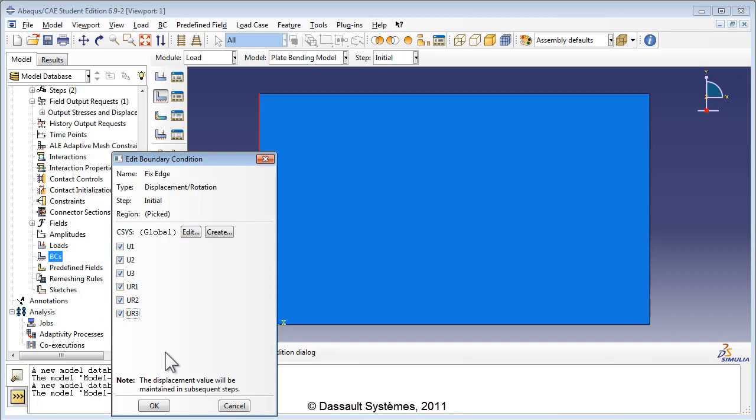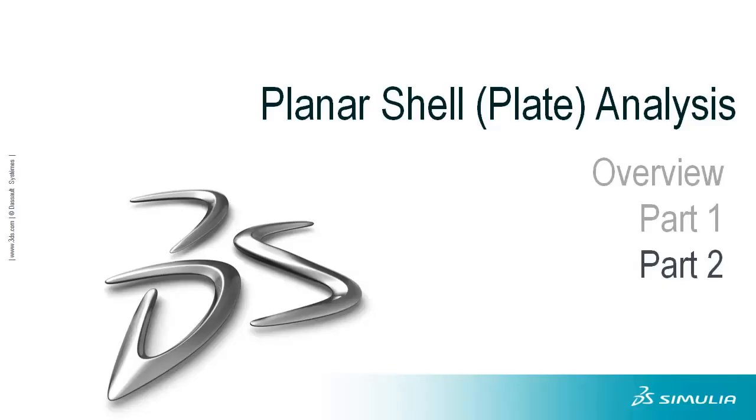In previous tutorials, when we wanted to fix an edge, we used the Encastre boundary condition. Encastre does the exact same thing we just did. It basically constrains the rotations as well as the translations. So you could have used that instead. I'm just showing you a different method of achieving the same thing.